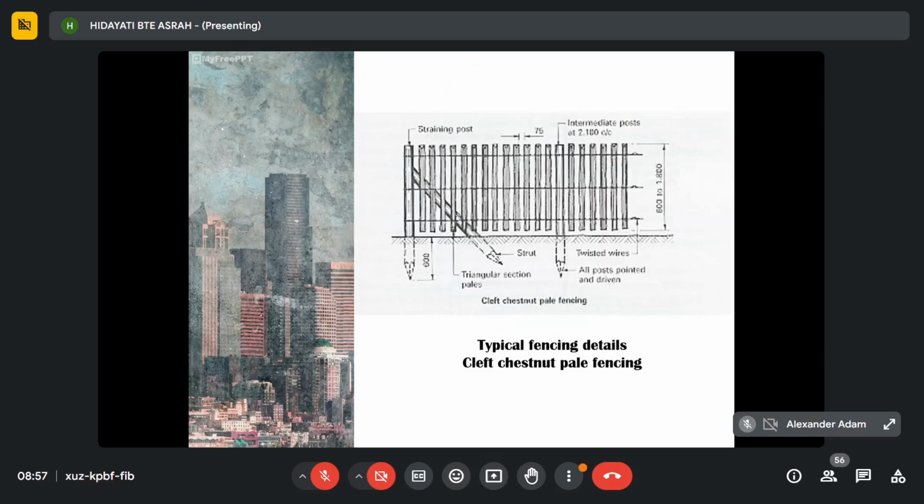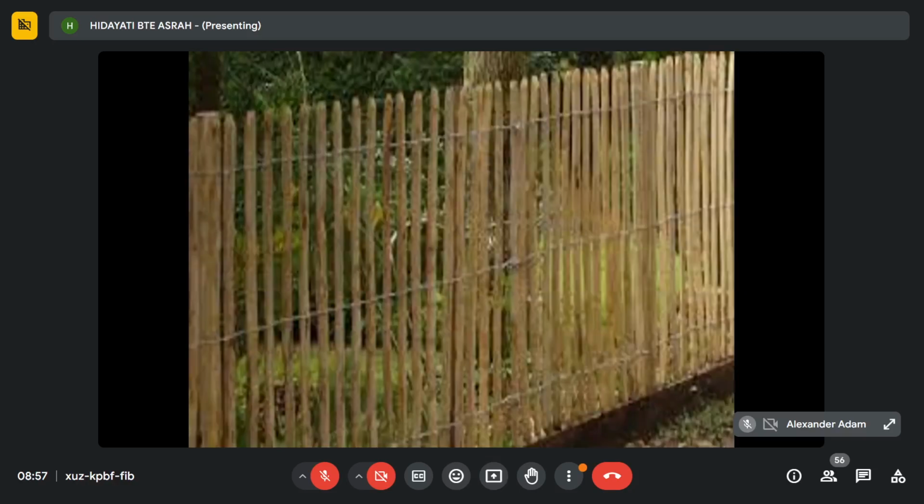Okay, so this is cleft chestnut pale fencing. Actually there are many types. So this is the real picture of chestnut pale fencing or timber fencing, wood fencing. We also have this fence with concrete posts. So fence, pagar, with this concrete post. The post is concrete type.